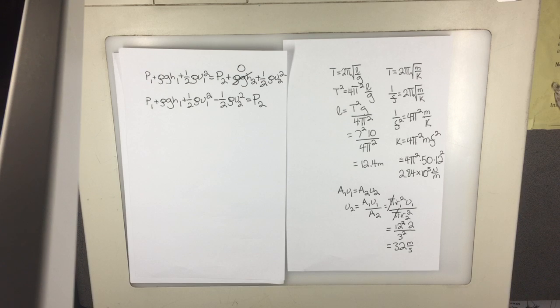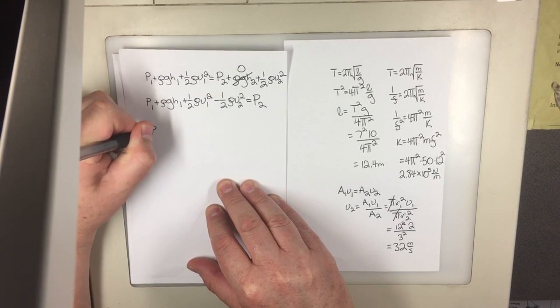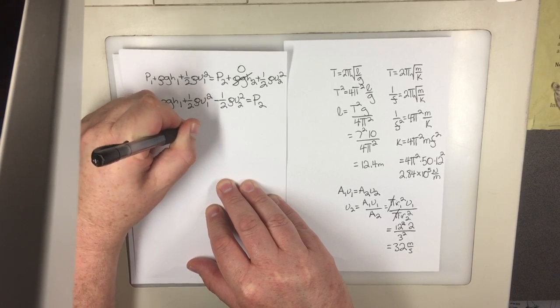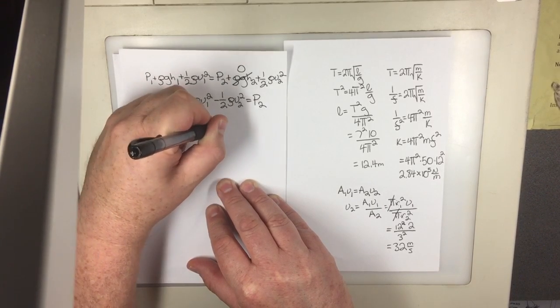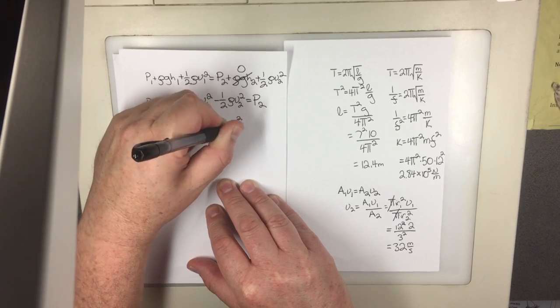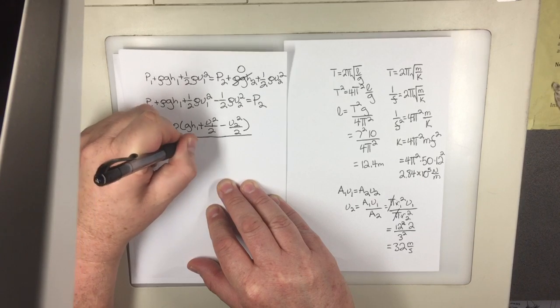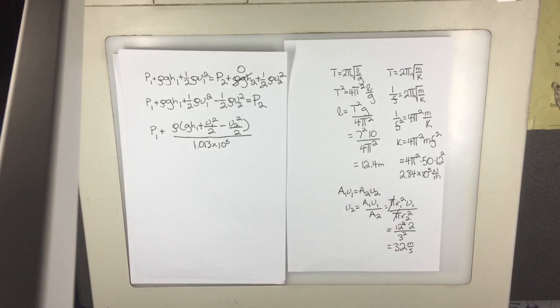Rho g h and rho V squared give their units in newtons per meter squared. So I have to change this to that. I factored out a rho just for the sake of making things a little bit easier.